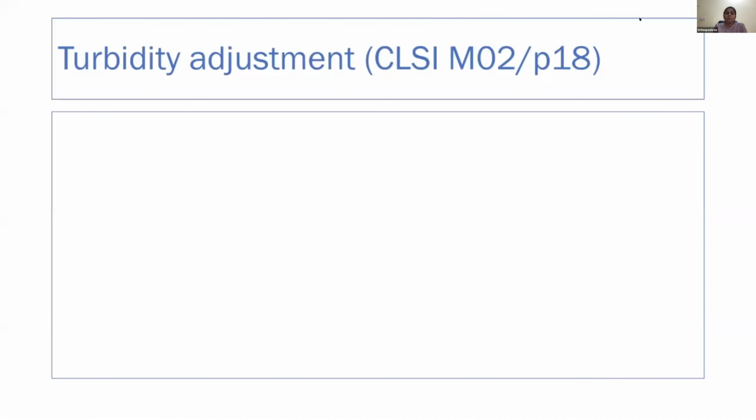Any other inputs? Postgraduates, can you just tell, because there are so many, I think more than 50-60% are postgraduates. Can you just unmute and tell what is the importance of turbidity adjustment? Any PGs, please? No one is volunteering, huh?